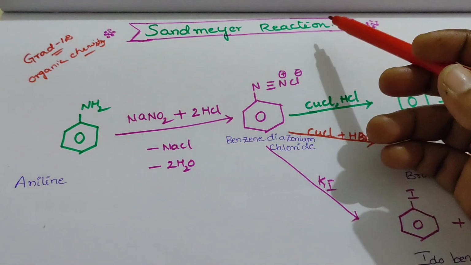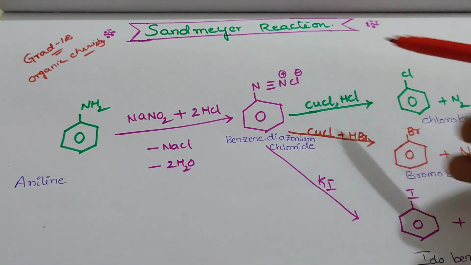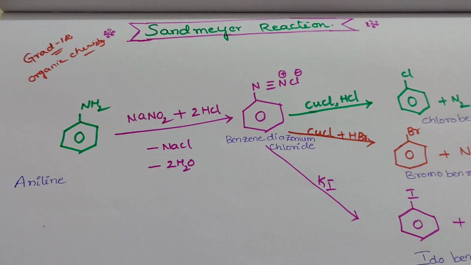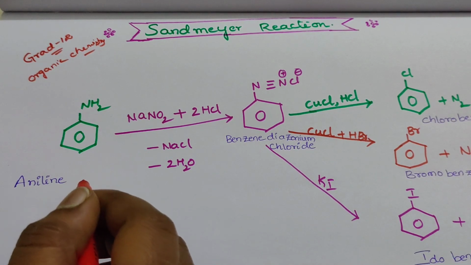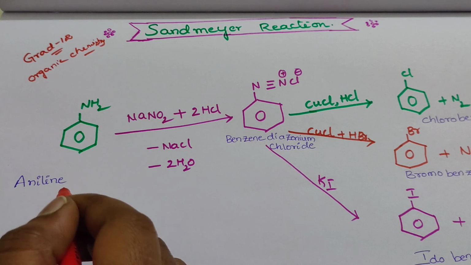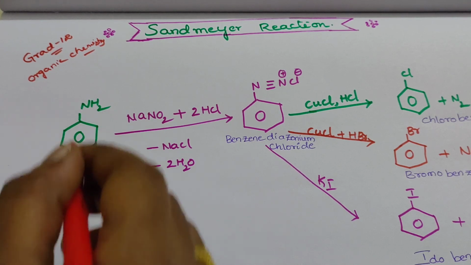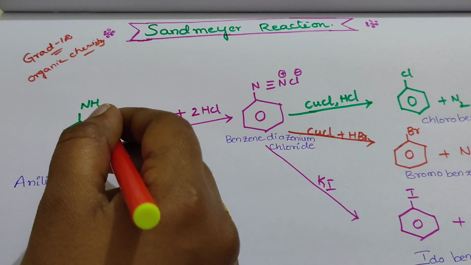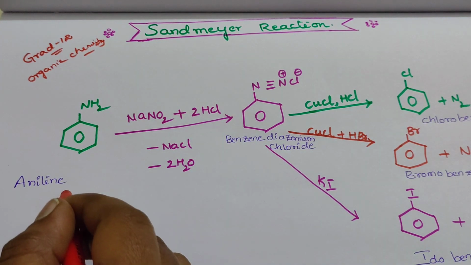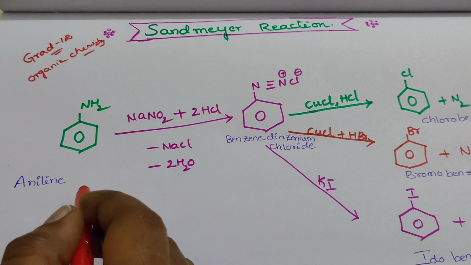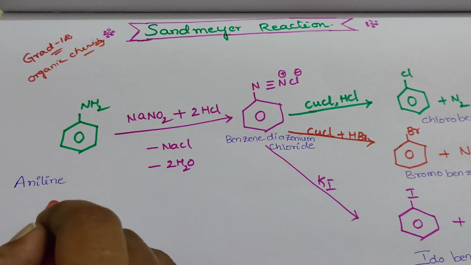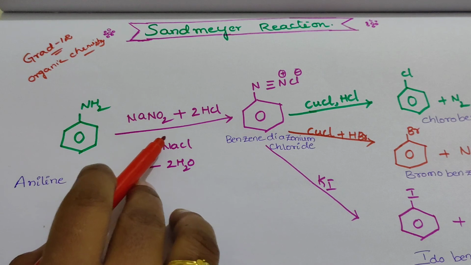The Sandmeyer reaction is used to prepare haloarenes. The haloarenes are prepared from a primary aromatic amine, which is called aniline. A benzene ring contains an NH2 group. This is called aniline or primary aromatic amine. The primary aromatic amine, aniline, undergoes diazotization.